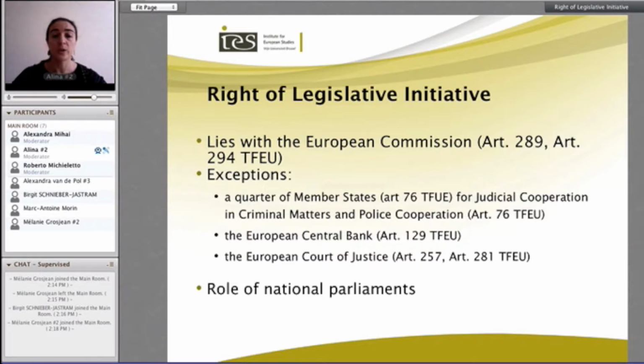And this is why this was retained also in the new treaty, because this whole area was now subjected to the so-called community method, or what should rightly be called now the so-called European Union method. So that means that member states have given up their competencies to the European Union level. The other exceptions that we have are the European Central Bank and the European Court of Justice.